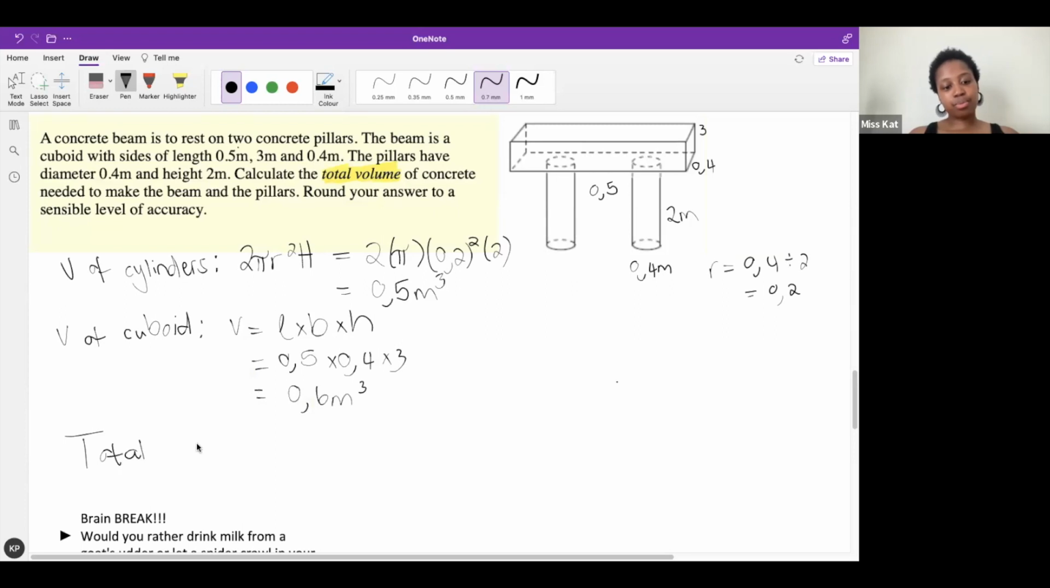Okay, total volume. Ma'am, with the cylinders, wouldn't you multiply the 0.5 by 2 because there are two pillars? But that's what we did here. Remember, the volume of one cylinder is pi r squared h, so we put that 2 there because there were two of them. Oh, okay, my bad, ma'am. But you add them together, which will give you 1.1 meters cubed. Cuboid is a rectangular prism.